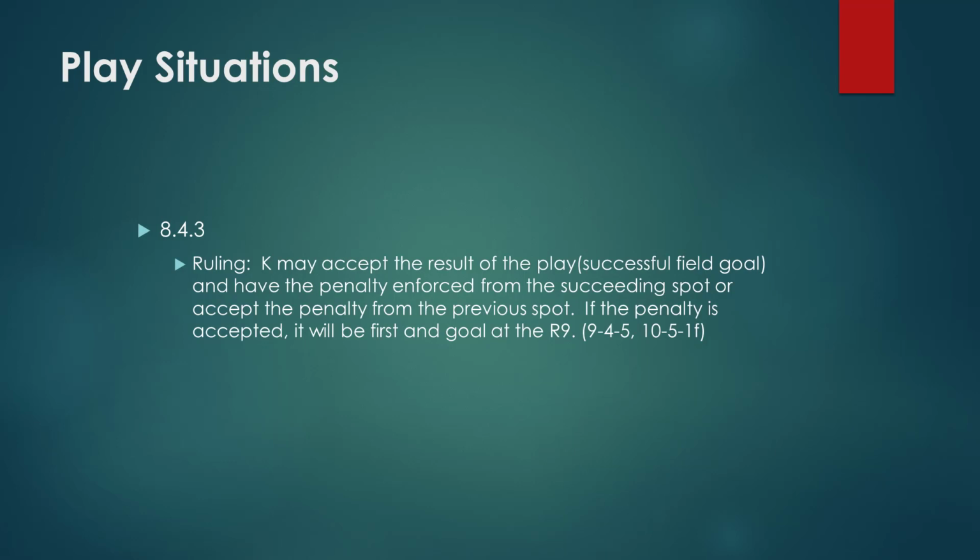10-5-1F on that. So sometimes we get too much of a hurry to decline the penalty and just give them the points. Make sure we're giving them those options, especially when we're this close in the red zone. They may want to take the points off the board and try to go for a touchdown. So don't forget all the options. Don't go too fast. Remember our options on scoring plays as it relates to penalty enforcement.